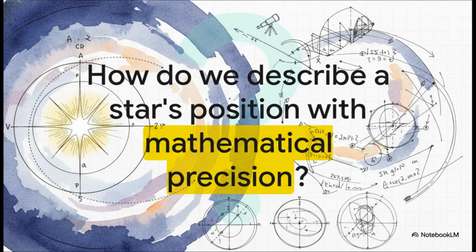So this is the fundamental problem we're trying to solve. It's one thing to see a star, to point at it. But how do we catalog it? How do we track its movement and tell someone on the other side of the world exactly where to look? For that, we need a rigorous mathematical framework. And that is exactly what celestial coordinate systems were invented to do.